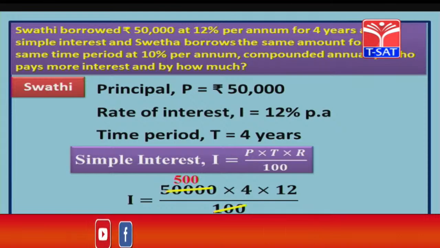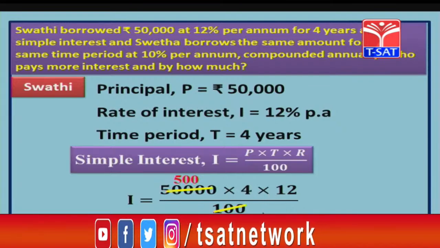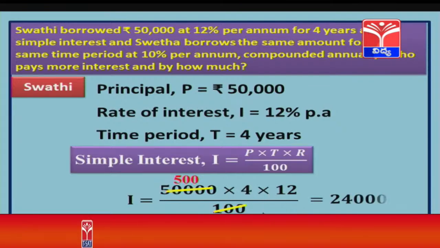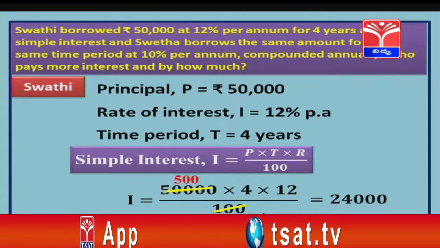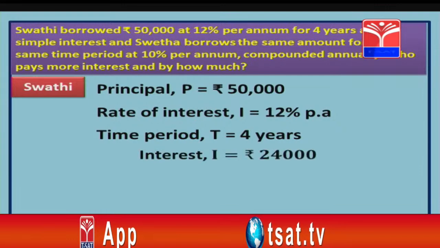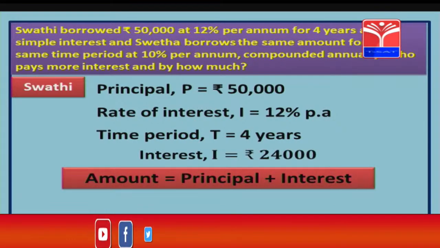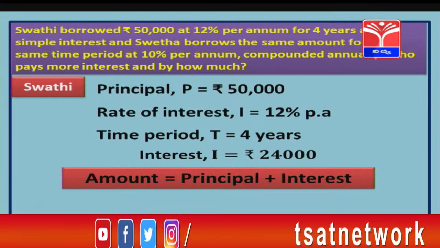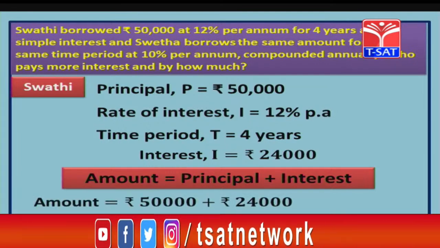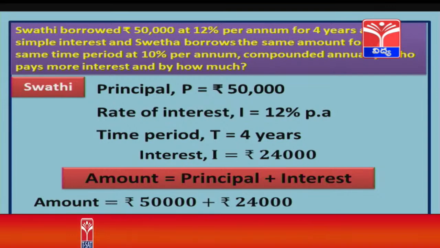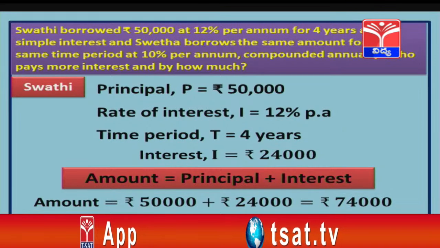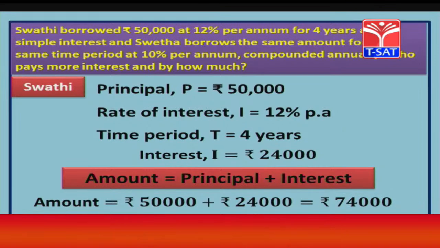Now, what is left, children? Yes, we are left with 500 into 4 into 12. On multiplying these 3, we get, yes, 24,000. This is the interest Swati has to pay. Now, children, what is the formula to find the amount? Yes, amount is equal to principal plus interest. Now, substituting the values of principal and interest, that is 50,000 plus 24,000, what do you get, children? Yes, we get 74,000 rupees. This is the amount Swati has to pay at the end of 4 years.